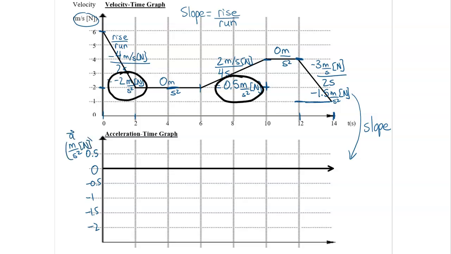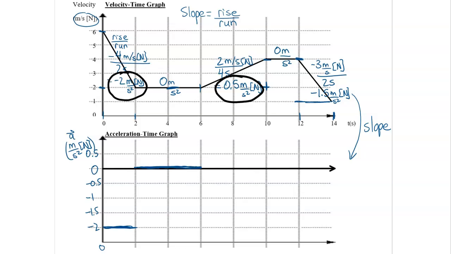And so what we're going to do here is start with the first 2 seconds, all the way from 0 to 2. And that was a slope of -2. So that's going to be a horizontal line straight across there because the slope was constant all the way from 0 to 2 seconds. Then from 2 to 6 seconds, we have a slope of 0, so that's going to be a horizontal line right there across at 0.